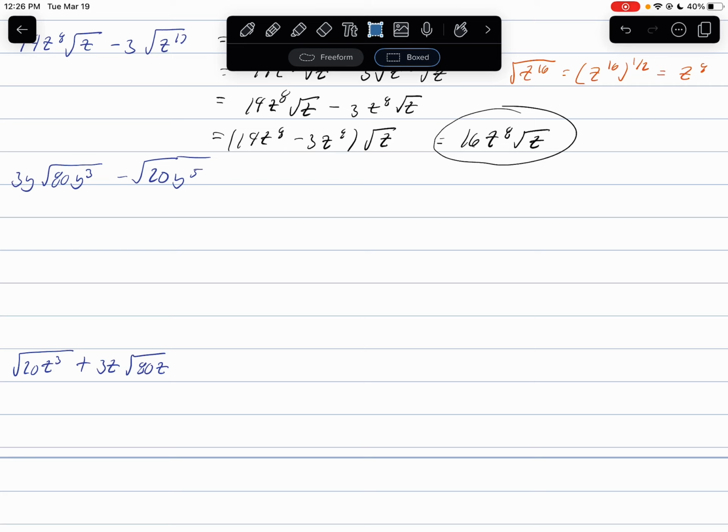3y times, I guess we could do, for the 80 part, we could do 80, let's see, what can we do here with this? 80, well, we'll just do this one step at a time, so we can probably do a little better than this. But we will do 80 we can write as 20 times 4. Or how about 9? Can we do 9?